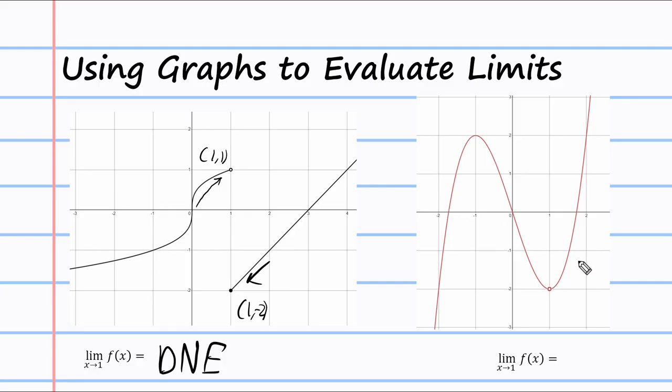Let's take a look at this one. Again, limit as x approaches 1 of f of x. From the right-hand side, the function appears to be approaching 1, negative 2. And from the left-hand side, the function is also approaching 1, negative 2, right? So that means the limit as x approaches 1 of f of x equals negative 2 because it's approaching the same value from both sides.